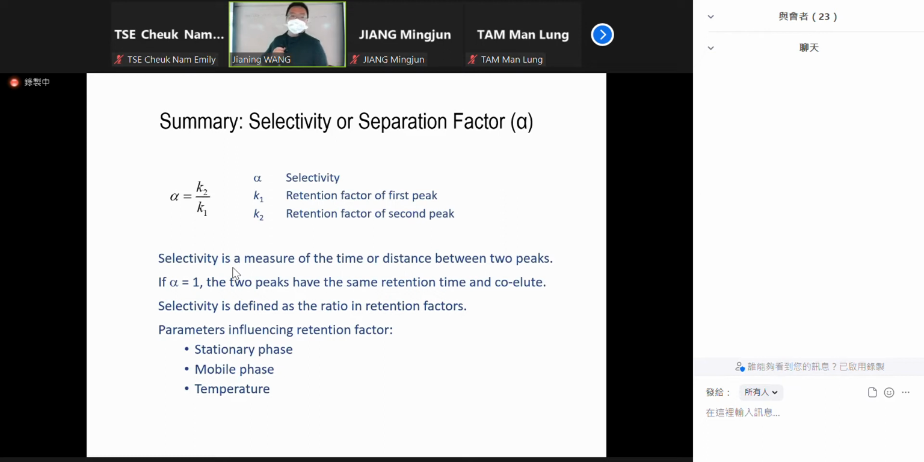So this is a relationship, and selectivity is a measure of the time or distance between two peaks. If alpha equals 1, the two peaks have the same retention time and co-elute. Selectivity is defined as a ratio of retention factors.